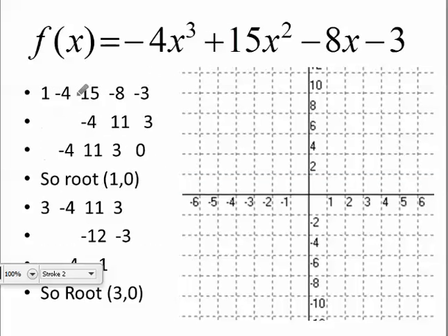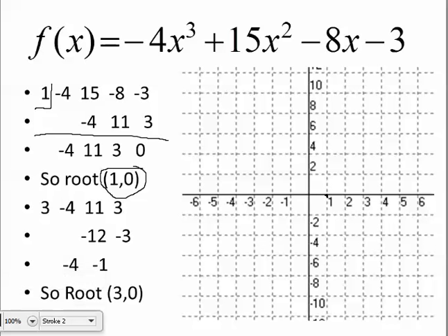So what I'm going to do is I set up my synthetic division. I'm going to try 1 to begin with. I stick the number 1 in there, bring the -4 down. -4 times 1 gives me a -4. Adding down gives me 11. 11 times 1 gives me 11. 11 plus -8 gives me a 3. 3 times 1 gives me a 3. -3, 0. Ha! Root right away. Okay? 1, 0 is one of my roots. So I will have a point right there. 1, 0.